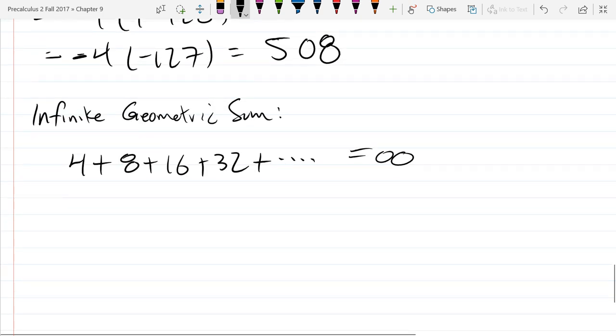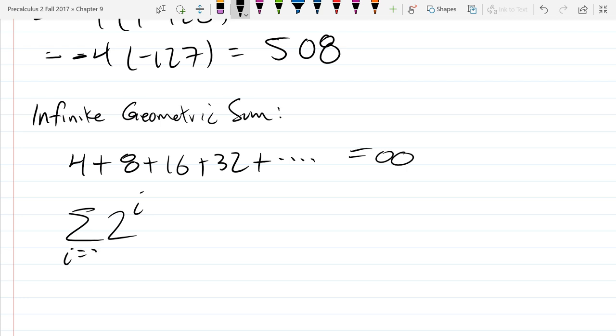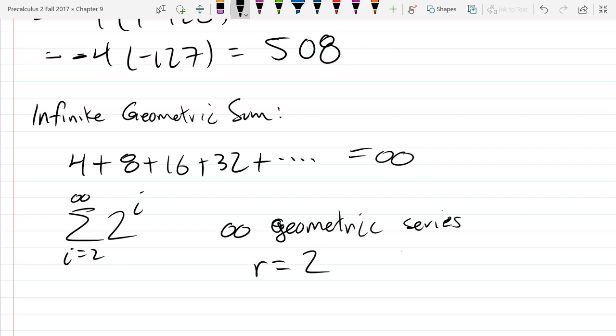If you rewrote it, it would be 2 summation 2 to the i, i equals 2 to infinity. You could re-index it, but this is an infinite geometric series. Our r in this case equals 2, and of course absolute value 2 is greater than or equal to 1. So in this case our r is too big, and so this is going to be infinity.